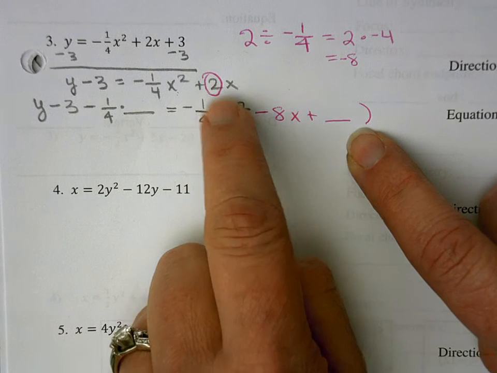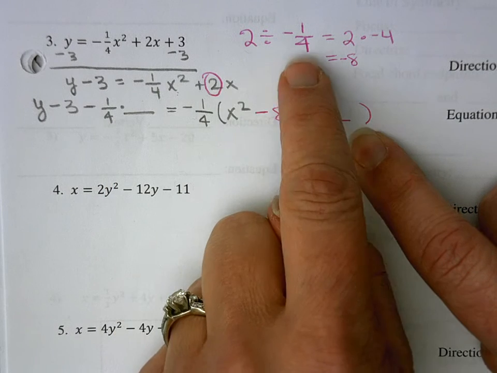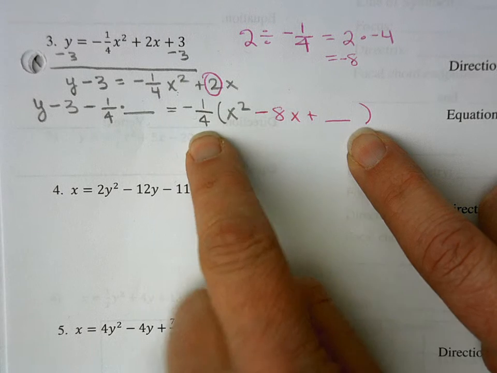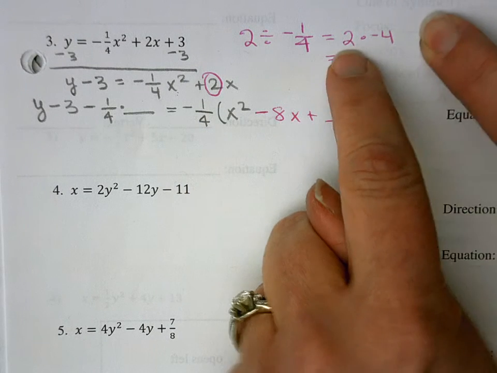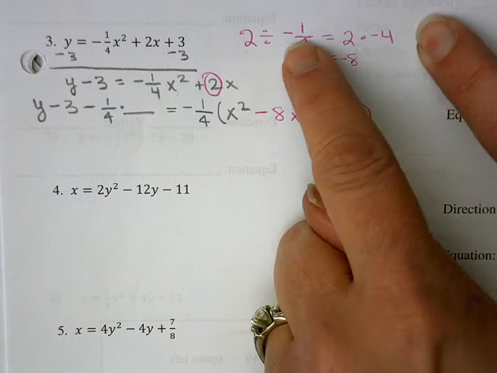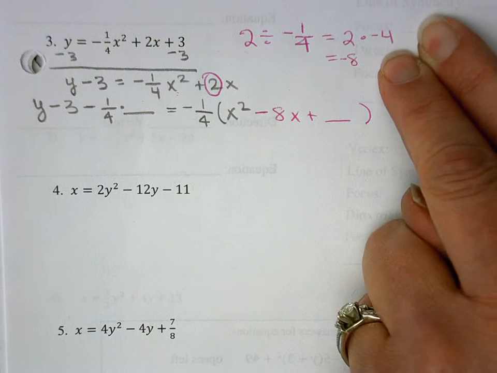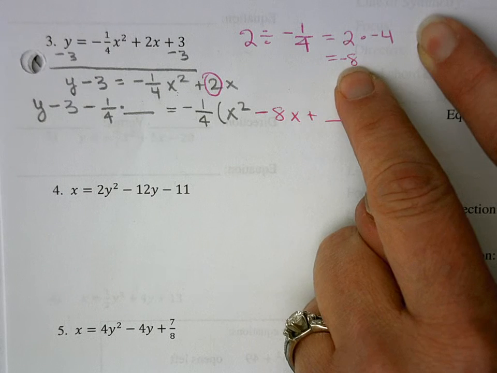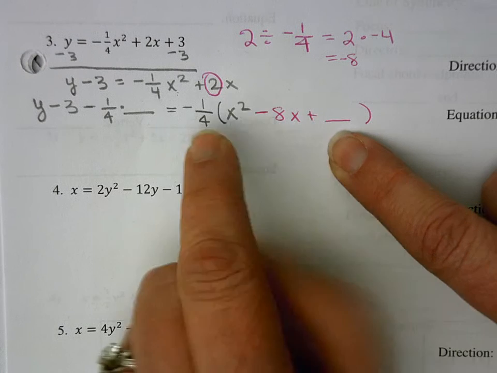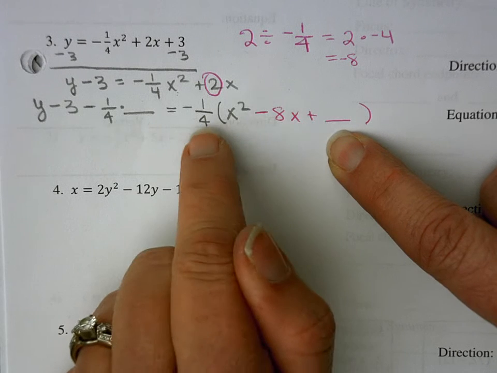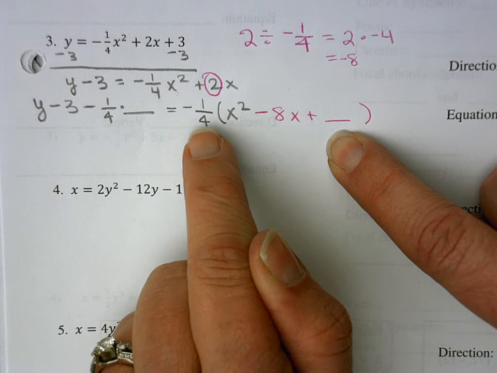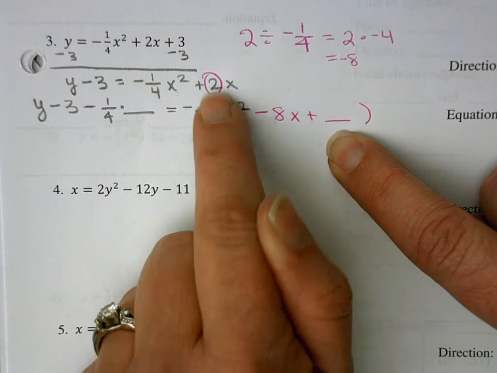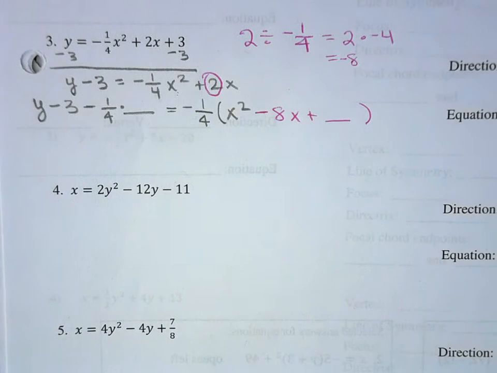And so I did 2, and I divided by negative 1/4 because that's what I'm factoring out. Dividing by a fraction is the same as multiplying by the reciprocal. So the reciprocal of negative 1/4 is negative 4, and 2 times negative 4 is negative 8. How can I check it to make sure it's correct? I do negative 1/4 times x squared is negative 1/4 x squared, and a fourth of 8 is 2, and the double negative is positive.